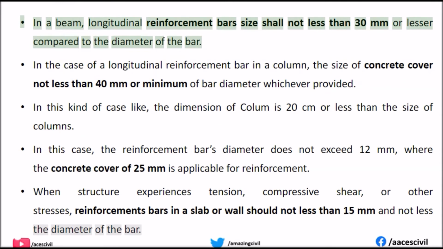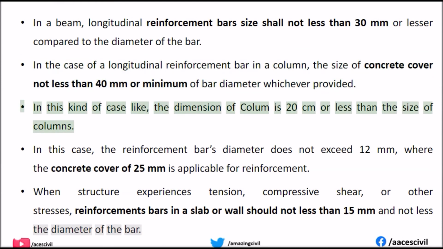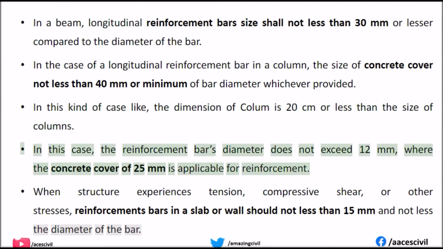In a beam, the cover to the longitudinal reinforcement bar shall not be less than 30 mm or the diameter of the bar. In the case of a longitudinal reinforcement bar in a column, the concrete cover should be not less than 40 mm or the bar diameter, whichever is provided. In this kind of case, the dimension of the column is 20 cm or less. Where the reinforcement bar's diameter does not exceed 12 mm, a concrete cover of 25 mm is applicable.